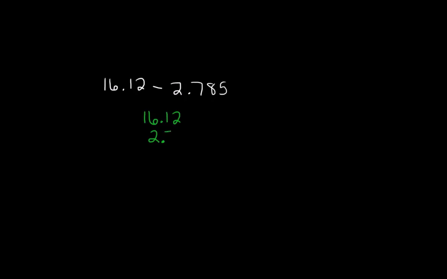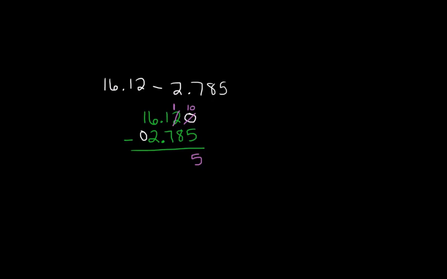7 goes underneath the 1. 8 goes underneath the 2. And then we have a 5. We're going to subtract these. Again, you can go ahead and fill in those vacant spots with zeros to help organize your information a bit better. So starting from the right, 0 minus 5, we can't have negative numbers, so we're going to have to borrow. I'm going to make this 2 a 1, and make this 0 a 10. So 10 minus 5 is 5.